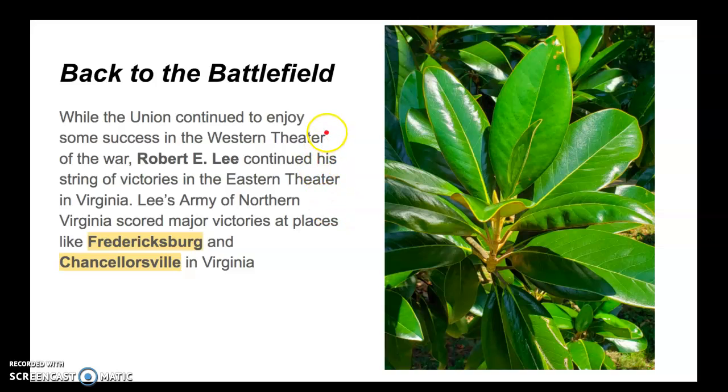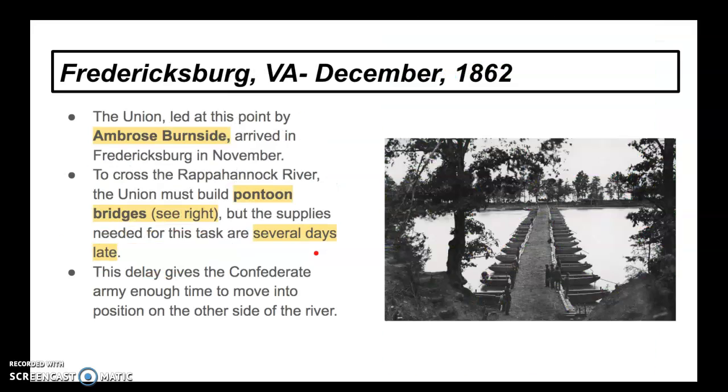While the Union continued to enjoy some success in the Western theater of the war, Robert E. Lee, there he is, General Lee, continued his string of victories in the Eastern Theater in Virginia. Lee's Army of Northern Virginia, that's what he calls his fighting force at this point, scored major victories at places like Fredericksburg and Chancellorsville in Virginia. A lot of fighting goes on in Virginia.